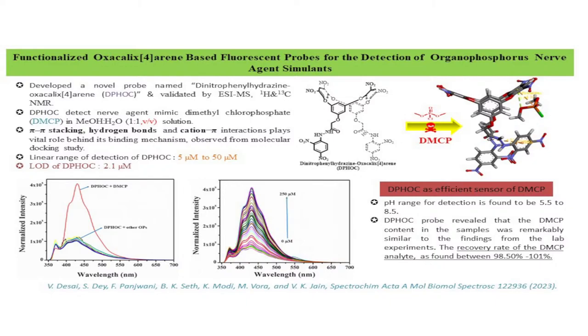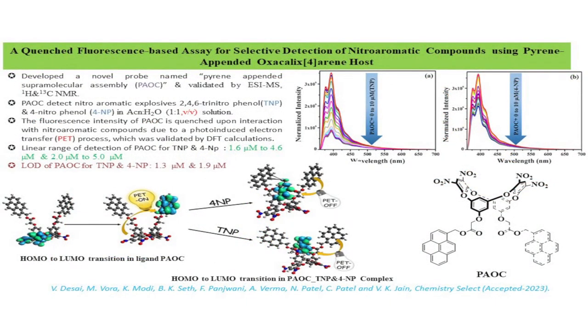Again, this is for, let me check, because it's a recent phenomenon. Yes, this compound is a pyrenated oxacalixarene. It has been found to be selective for 4-nitrophenol and TNP, trinitrophenol, that is picric acid. This is the moiety. This is again a pyrenated oxacalixarene. Here the linker is different. Previously the linker was hydrazine, then it was ethylene diamine. Here it is a carboxy group which is being linked to this.